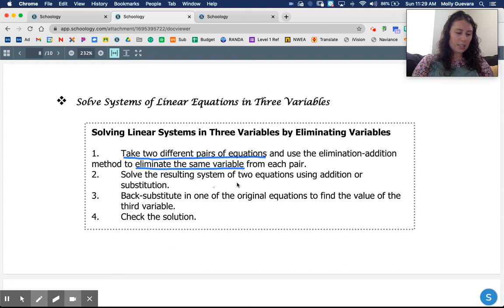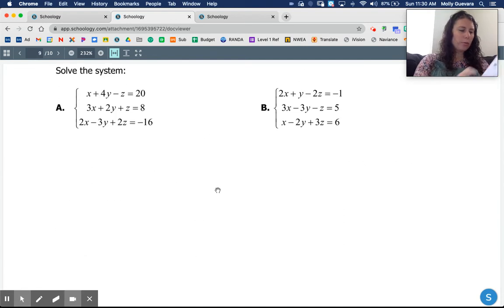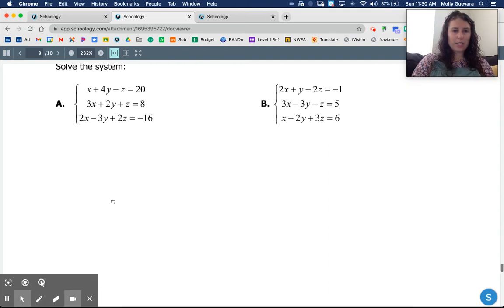Solve the resulting systems using addition or substitution. So just solve the remaining system and then start to back substitute once you have values in. We'll probably do these first two together, or at least one of them together, and then we'll have the two triads. So let's look here. It says solve the system.